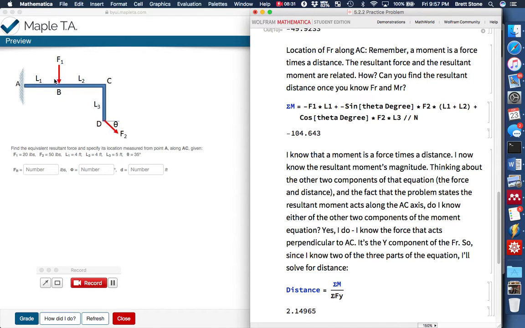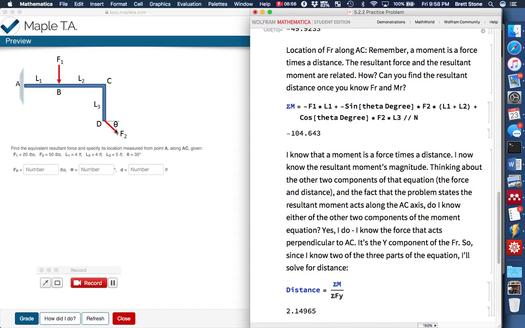That's going to cause a negative moment as well, similar to F1, the y component of F2. The x component of F2, of course, is the cosine of this angle times F2, and so that's the force. But what's the distance between the x component of F2 and A? It's not L1 plus L2. We want the perpendicular distance, so it's L3, right?